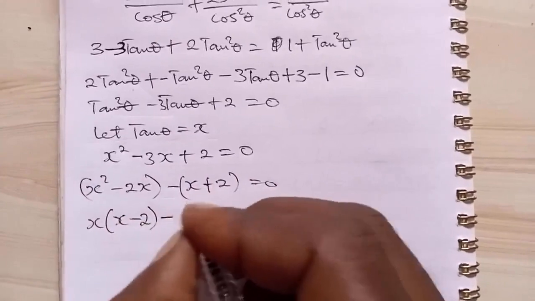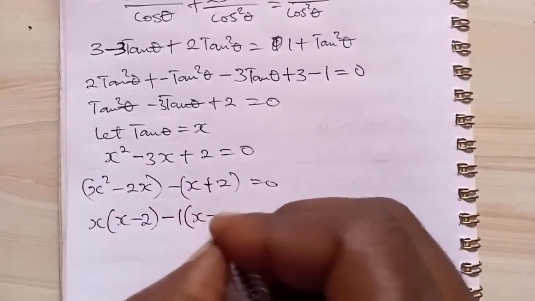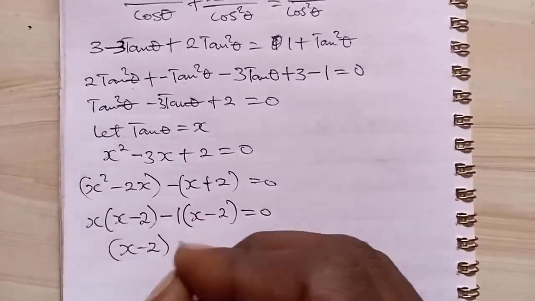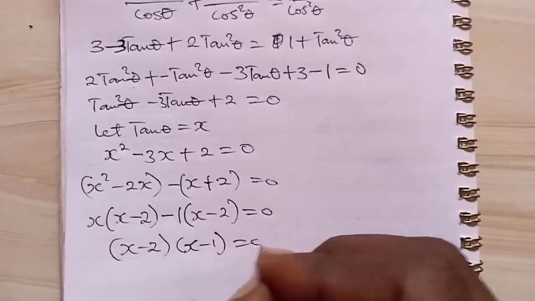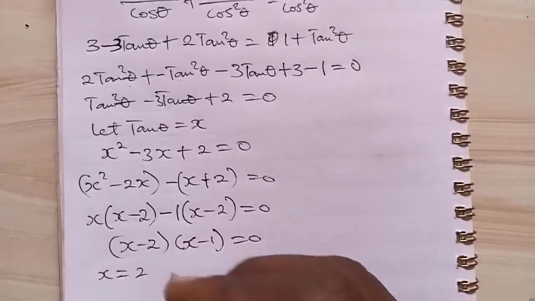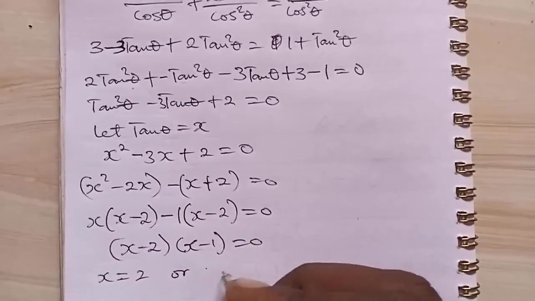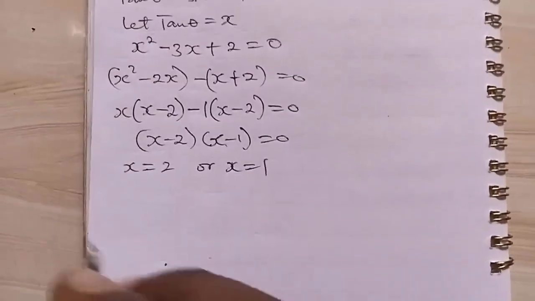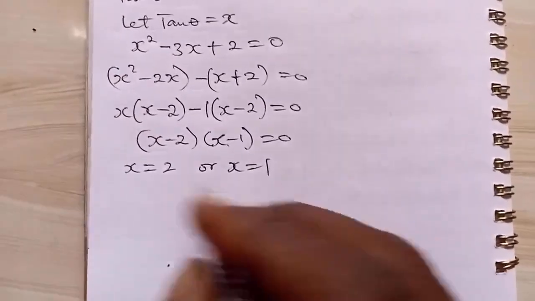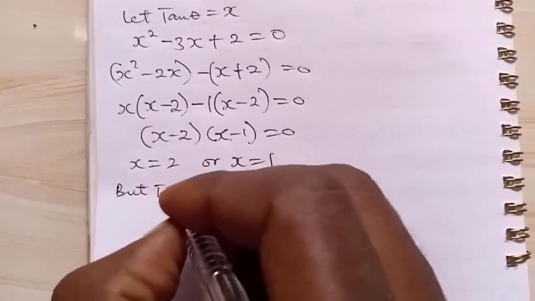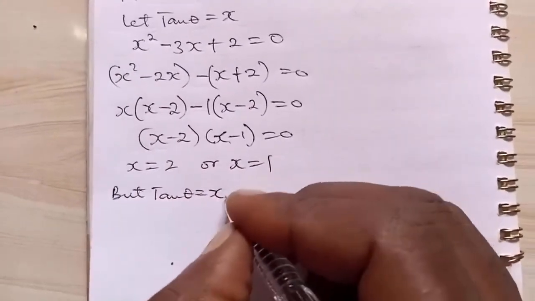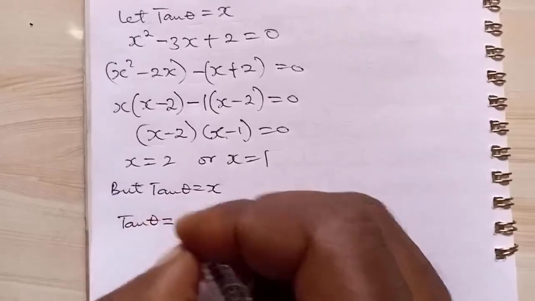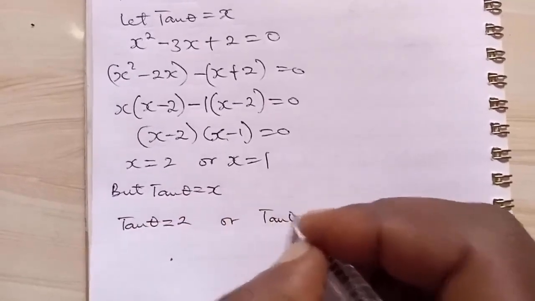This is not really our area of concentration. We can have x into x minus 2, minus 1 into x minus 2 equals 0. So we can have x minus 2 and x minus 1 equals 0. So x is either 2 or x is 1. You can use the formula method, you can use a calculator. We said that tan theta equals x. Since tan theta equals x, we can remove x and replace it again with tan theta. So tan theta equals 2 or tan theta equals 1.